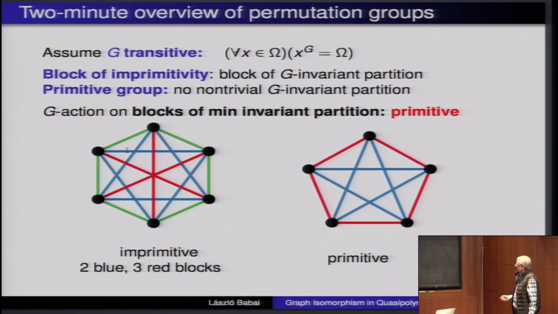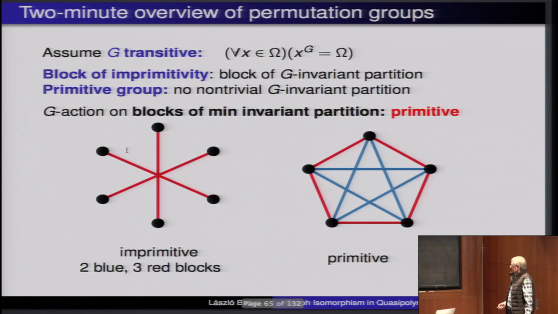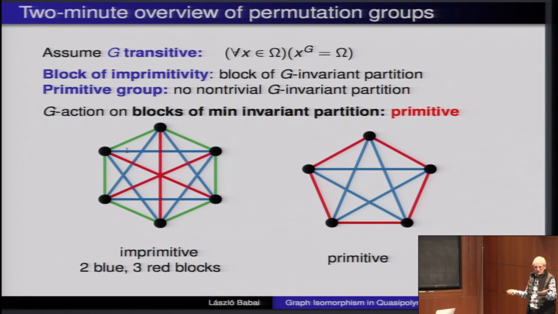Now here is an example. If you look at the group of symmetries of the hexagon, then this is an imprimitive group because, for instance, here are the two blue blocks. Some of you will recognize this. And so that's a system of imprimitivity. These blocks can be permuted but cannot be distorted. And there is another partition into 3 blocks, and that's also an invariant partition. These blocks can be permuted among each other but cannot be distorted. So for instance, a blue one can never be transformed into a red one.